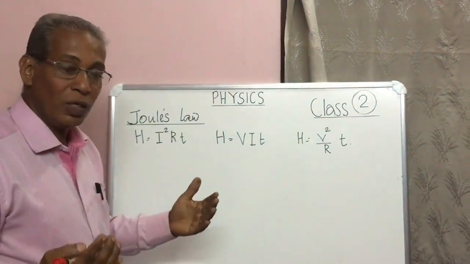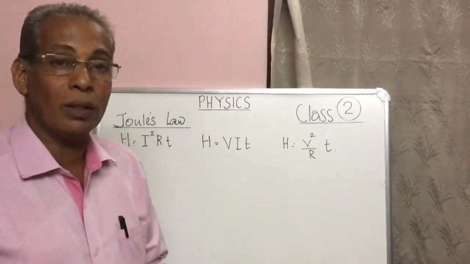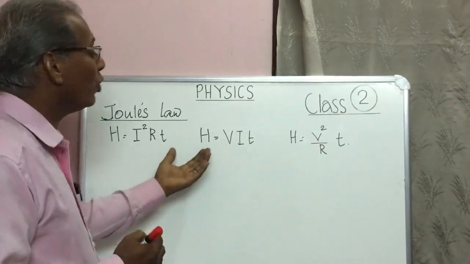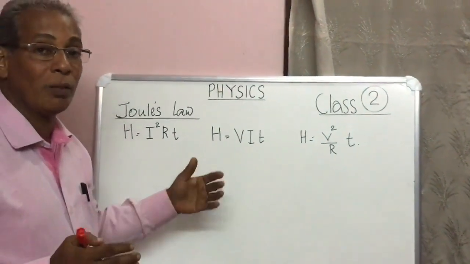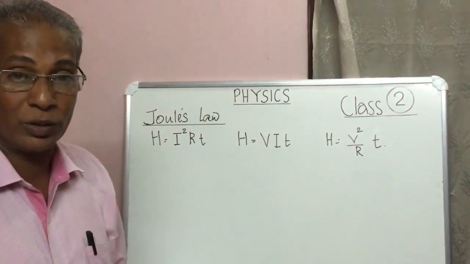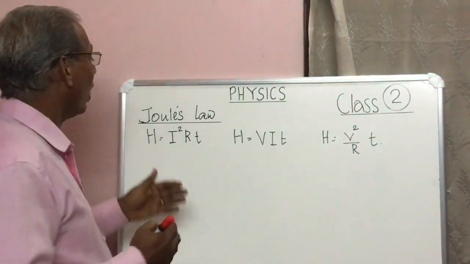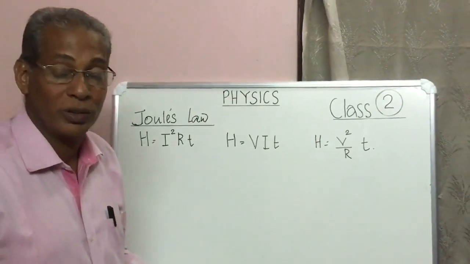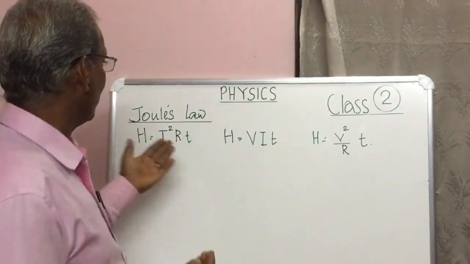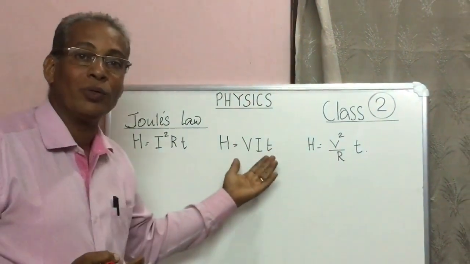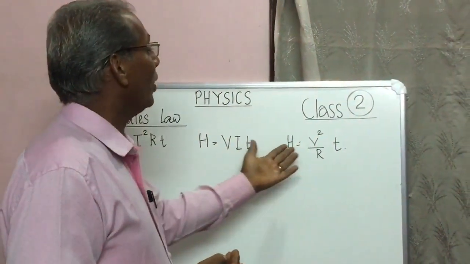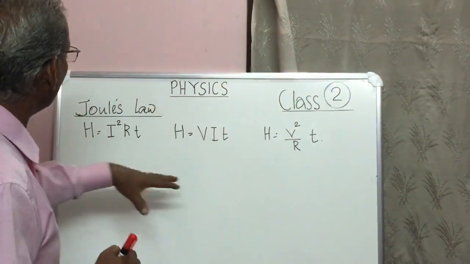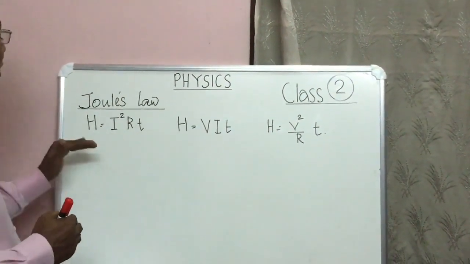Before that, usually students get a little bit of hesitation to do these problems, as they are mathematical problems with equations. They are a little bit doubtful how to go ahead with these equations, which equation we have to select, when we have to use H is equal to I square RT, when we have to use H is equal to VIT and V square by RT. We just look at these three equations.